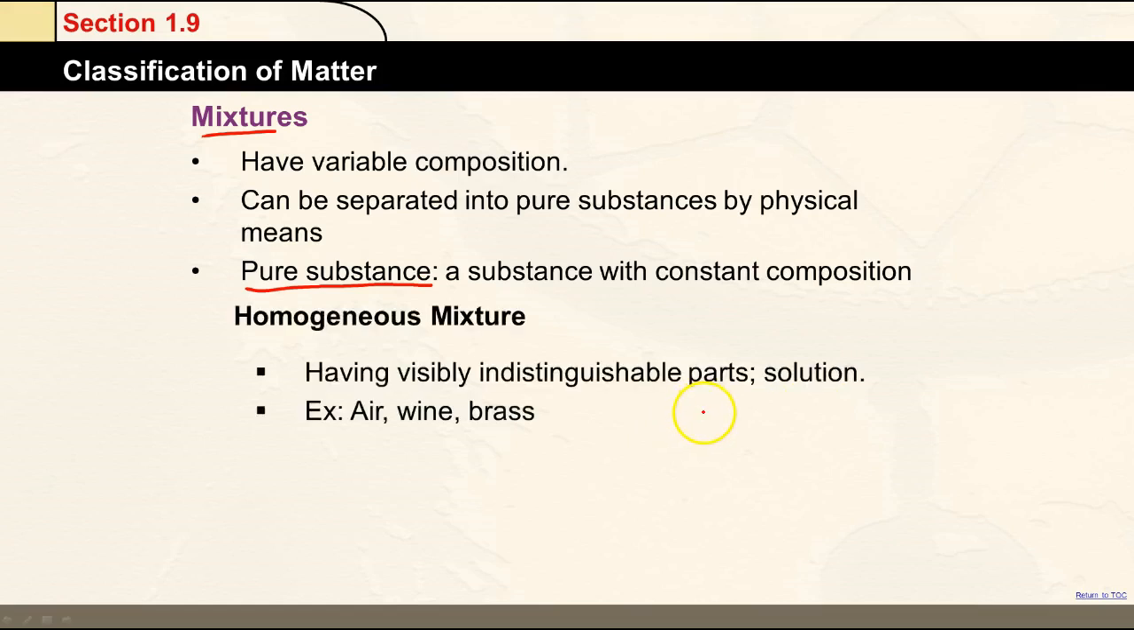The two different types of mixtures, we can break them down into a homogeneous mixture and a heterogeneous mixture. A homogeneous mixture all looks the same. You cannot distinguish one part of the mixture from another part of the mixture. Examples of that would be air, wine, or brass. If you think about air, there are several different gases that are commonly included in the composition of air, and some of those would be like oxygen gas, carbon dioxide gas, nitrogen gas, and so on.